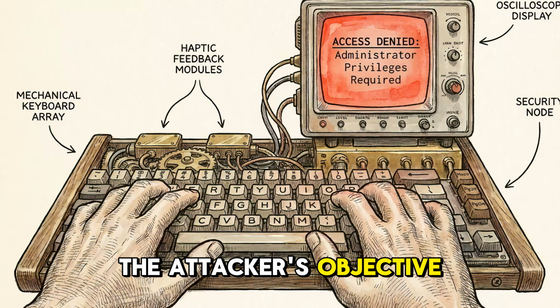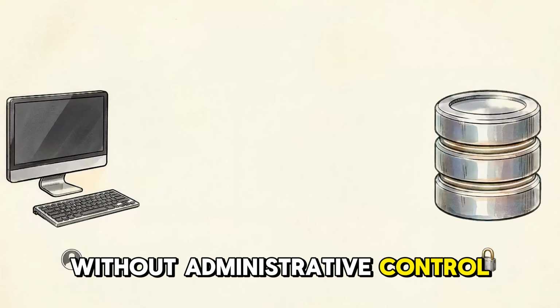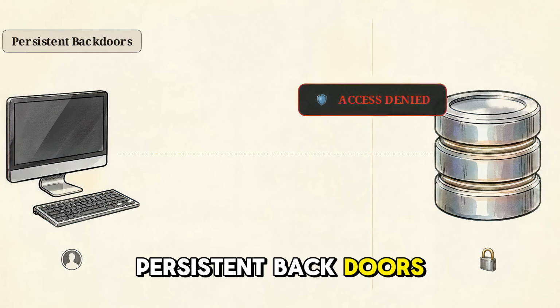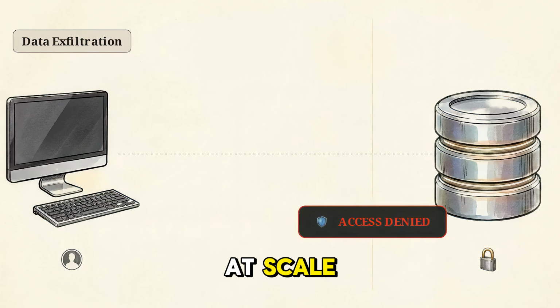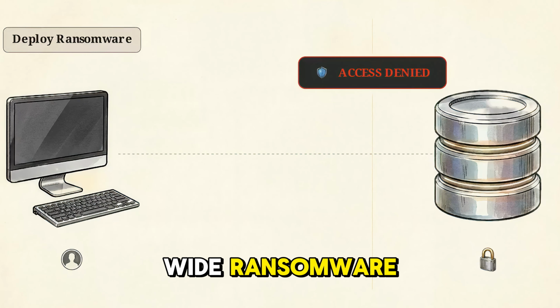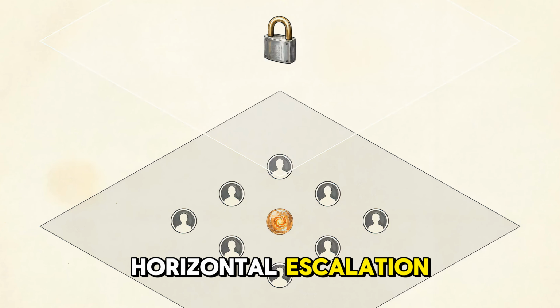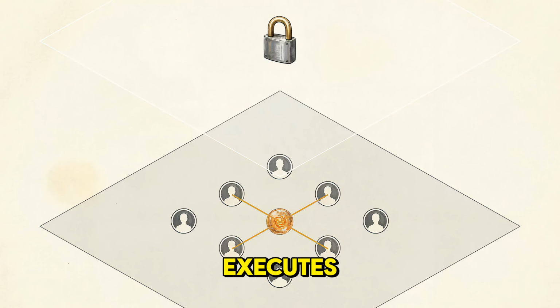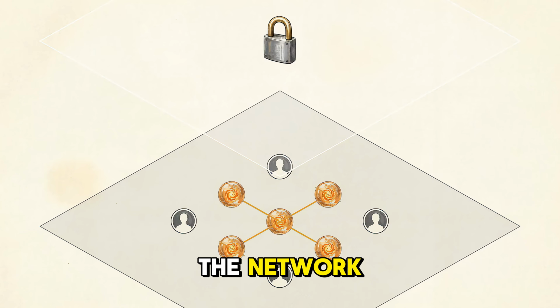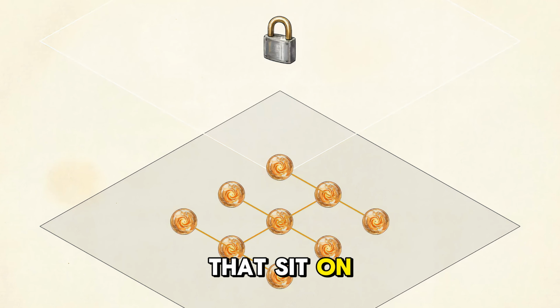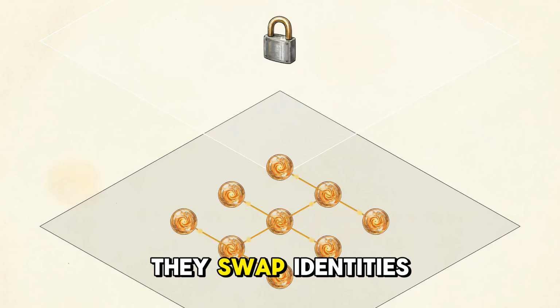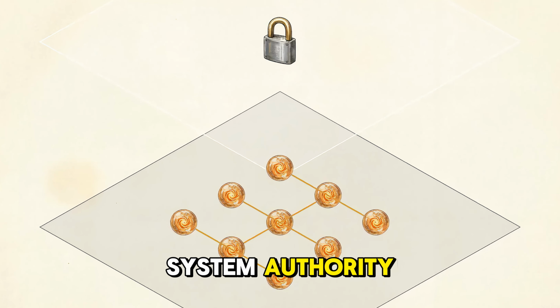The attacker's objective is to move beyond these initial restrictions. Without administrative control, they cannot establish persistent backdoors, exfiltrate sensitive data at scale, or deploy domain-wide ransomware. One path is horizontal escalation. Here, the attacker executes lateral movement across the network, compromising other user accounts that sit on the same privilege tier. They swap identities without gaining deeper system authority.